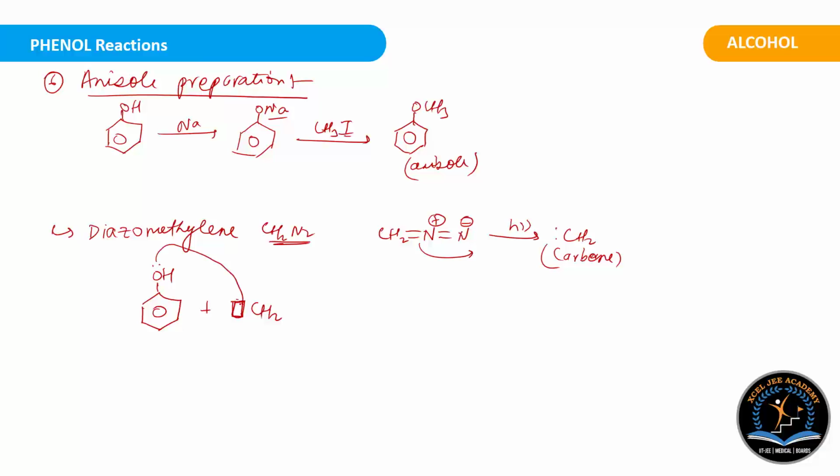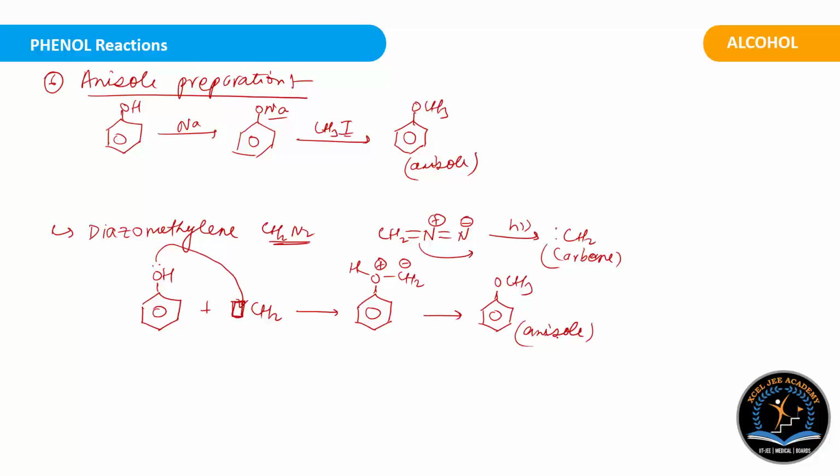Oxygen has a lone pair, so it will donate its lone pair into the vacant orbital, leading to oxygen connected to CH2, with hydrogen. Then this oxygen will have a positive charge and this carbon a negative charge. Now this hydrogen will shift to this carbon which has the negative charge, leading to the formation of anisole, that is Ph connected with oxygen and CH3, again an ether. So this is also the anisole preparation.